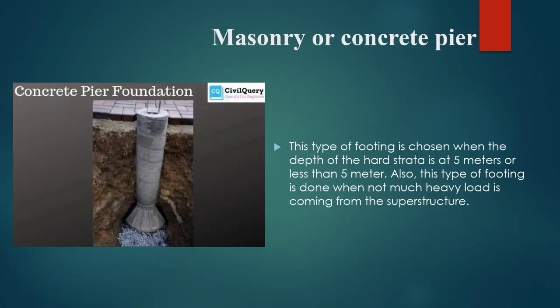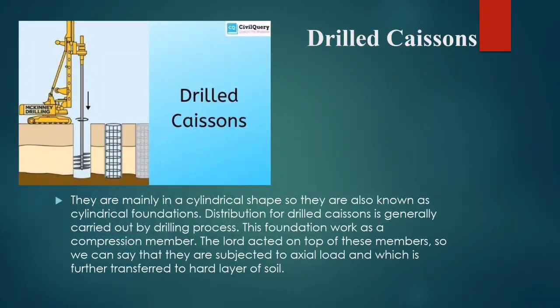The masonry work is done by brick or concrete. The size of excavation depends upon the level at which hard strata exists. The size and shape of this masonry or concrete pier depend upon the level at which hard strata is present. Drilled caisson.